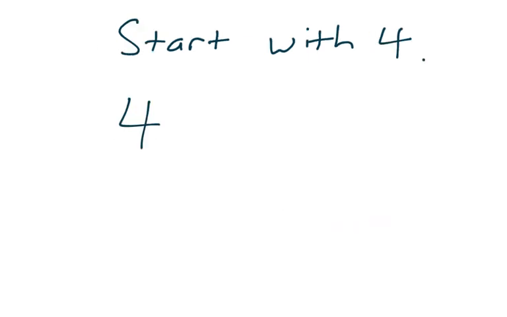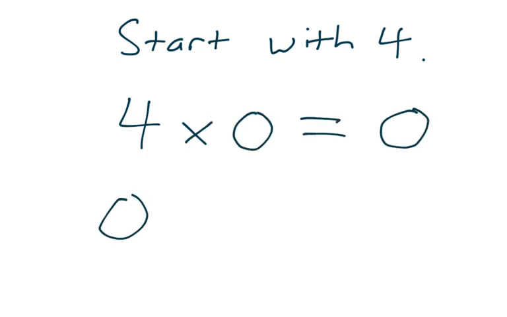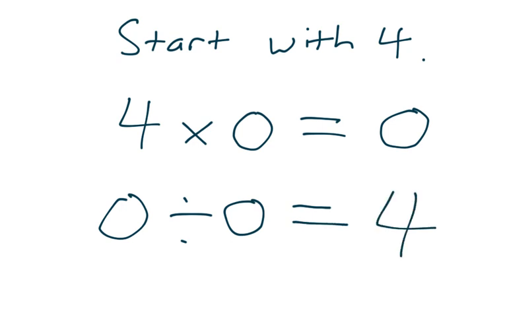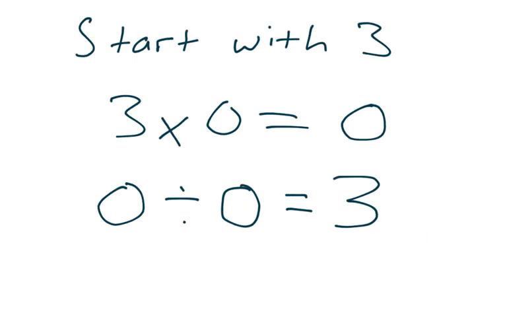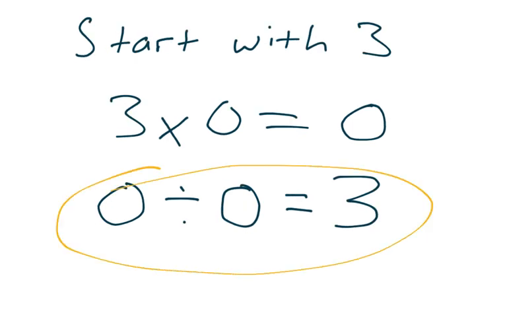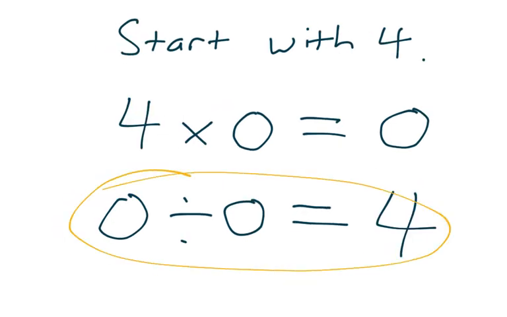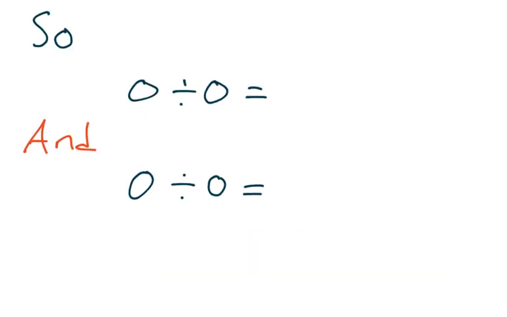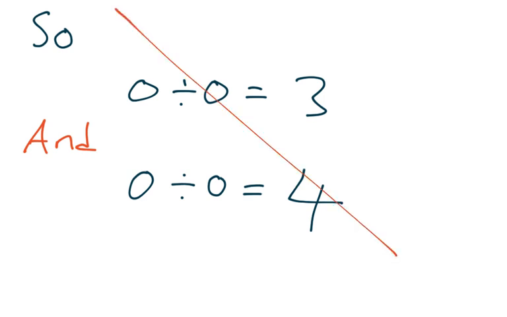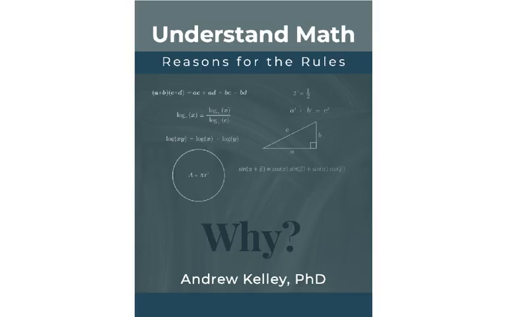Okay, but what if we started with 4 instead? When we multiply 4 by 0, we also get 0. So when we take 0 and divide by 0, since that's the opposite of multiplying, we should end up where we started, 4. Does this make any sense at all? Earlier, we said 0 divided by 0 equals 3, but now we said 0 divided by 0 equals 4. So 0 divided by 0 equals 3, and it also equals 4. Does this make any sense at all? No, it doesn't. So that's another reason why we cannot divide by 0.